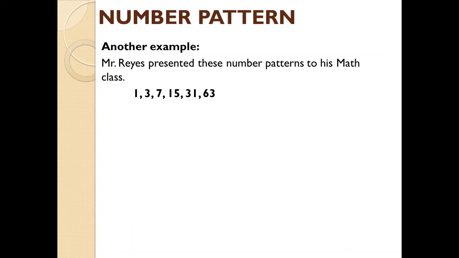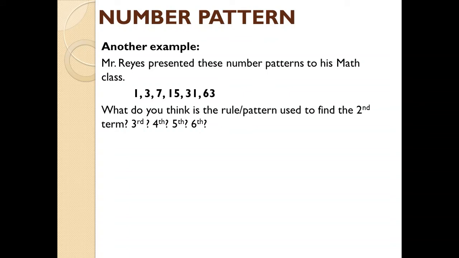Another example. Mr. Reyes presented these number patterns to his math class: 1, 3, 7, 15, 31, and 63. How are we going to first identify if our sequence is increasing or decreasing? As you can see, the sequence there is increasing. What do you think is the rule or pattern used to find the second term, the third, the fourth, the fifth, and the sixth?